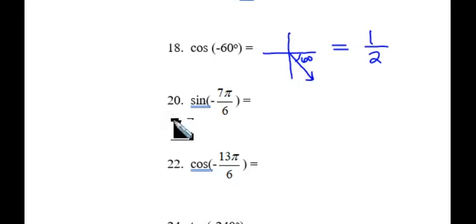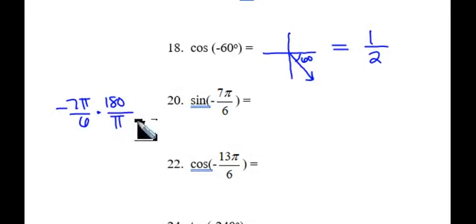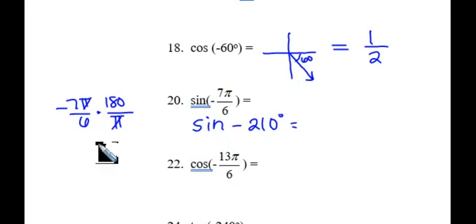Let's look at number 20, just because it does have a radian measurement. Just to remind you one more time, if you're given negative 7 pi over 6, I would do the conversion. I would just change it back to a degree by multiplying by 180 over pi. When you do that, pi's cancel, and you find that you are actually finding the value of the sine of negative 210.